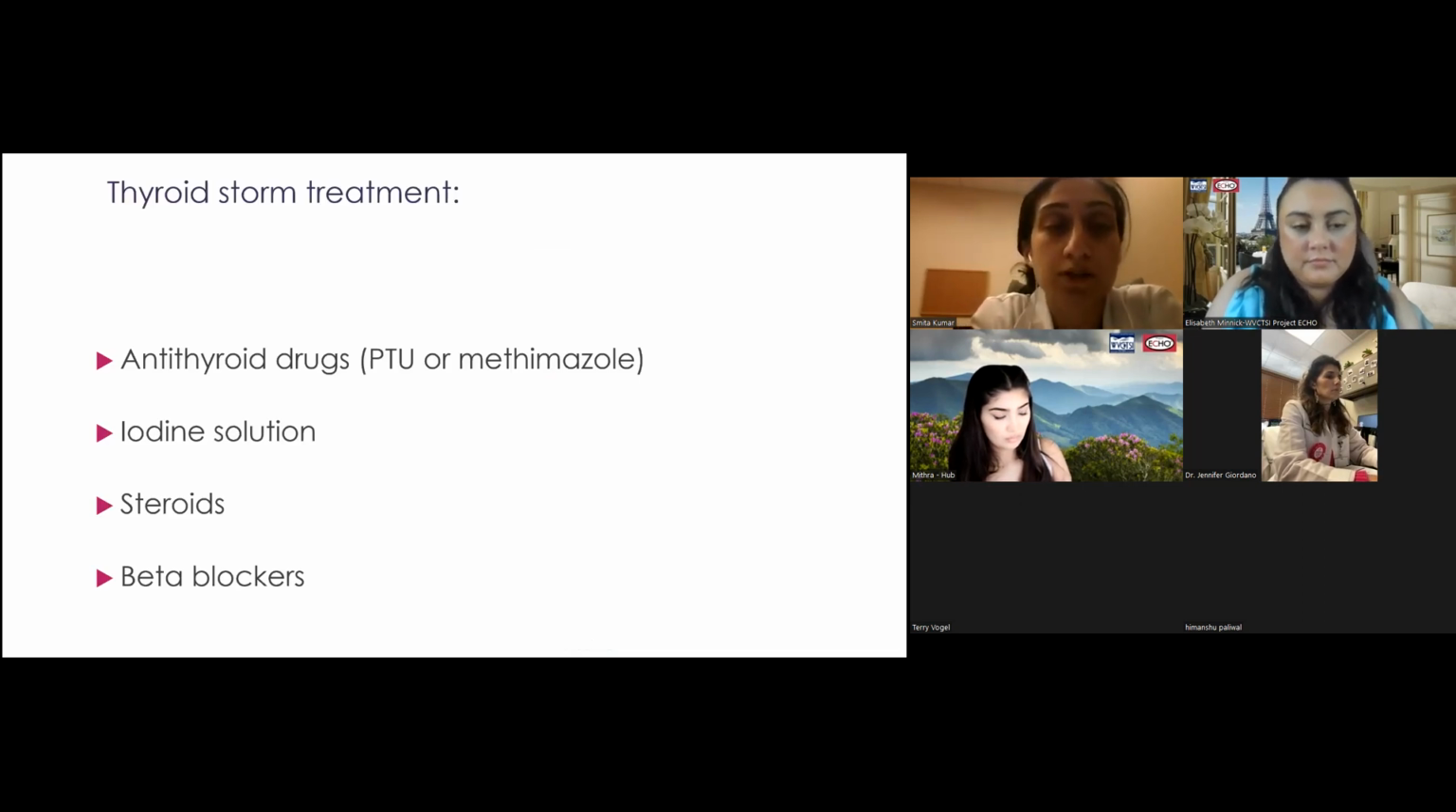So how do you treat thyroid storm? And this is, again, more inpatient, not outpatient, but when patients get admitted to the hospital, they will be put on either PTU or methimazole. They may get steroids and beta blockers, as well as iodine solution. And this is to bring down their thyroid levels pretty quickly.